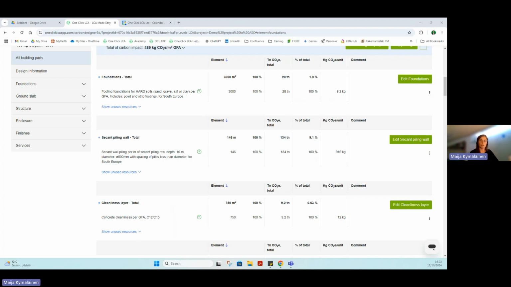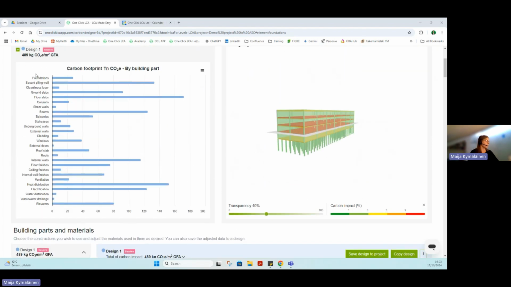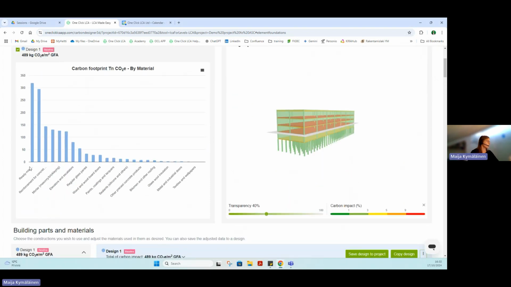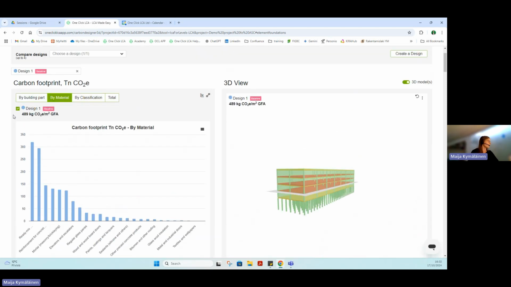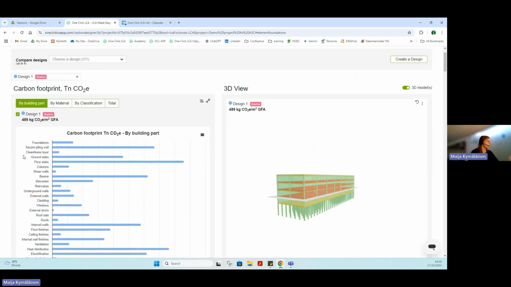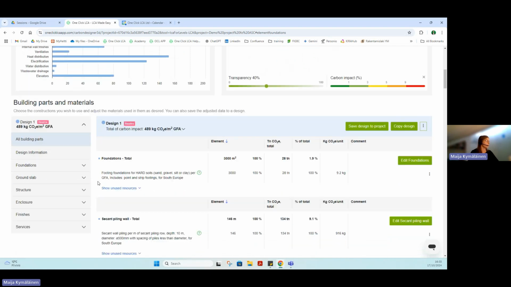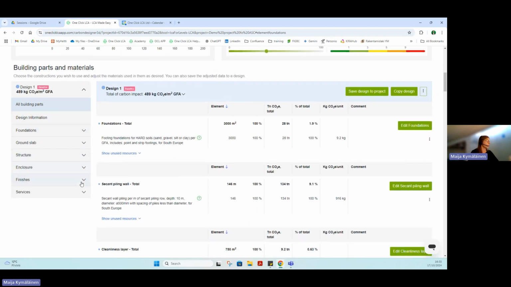Yep. So here we should probably start editing. As we saw here, this is our carbon footprint per material, and it was also shown by building part. We could see, for example, that foundations are quite heavy, but the floor slabs are actually the most carbon intensive. So we could navigate to the floor slabs.